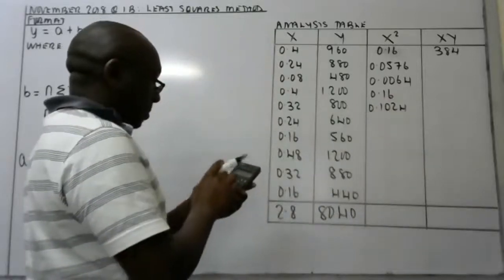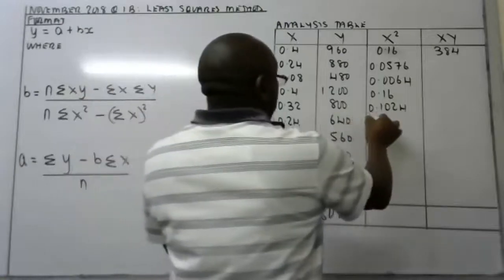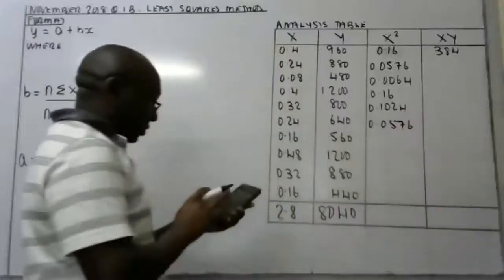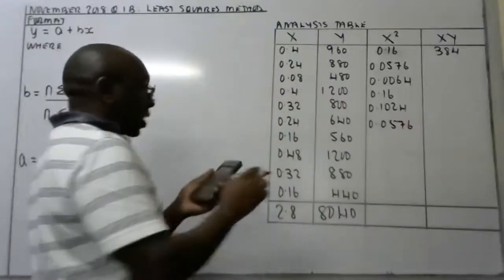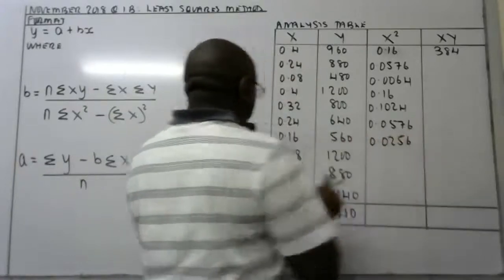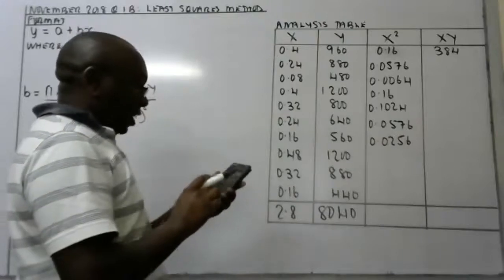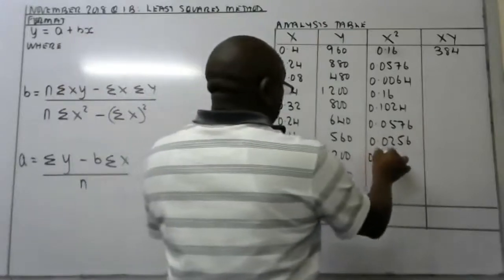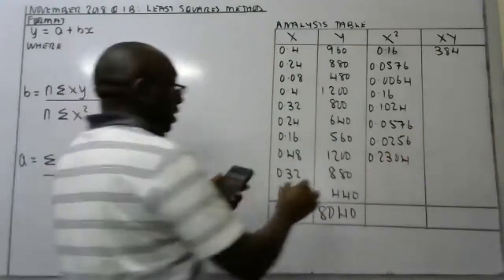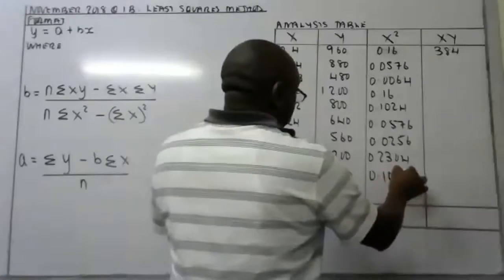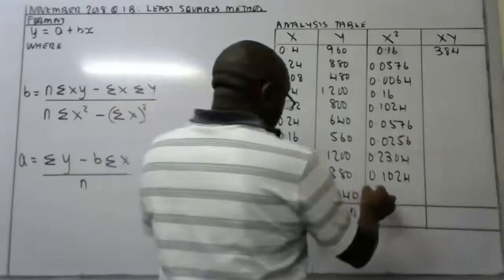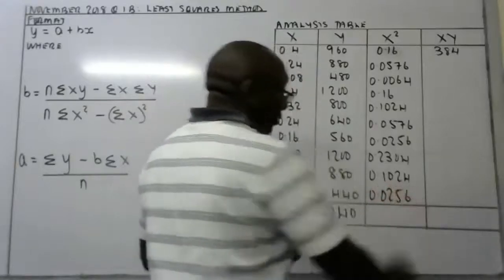0.24 square is 0.0576. 0.16 square is 0.0256. 0.48 square is 0.2304. 0.32 square is 0.1024. 0.16 square is 0.0256.